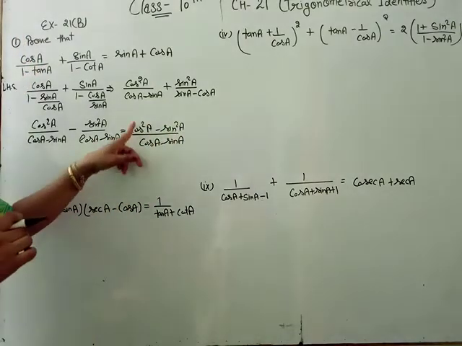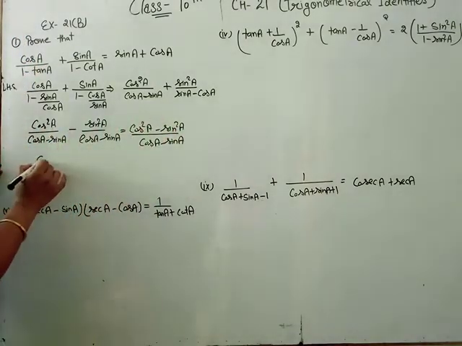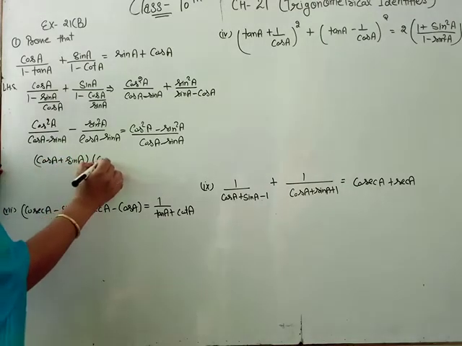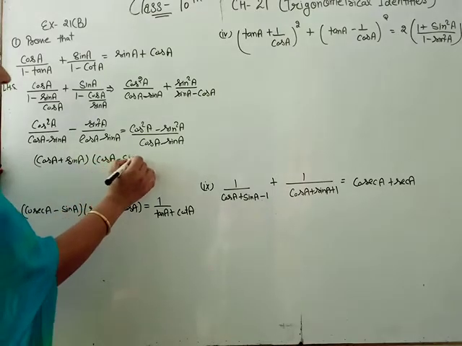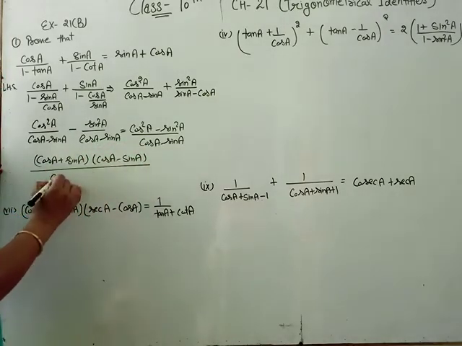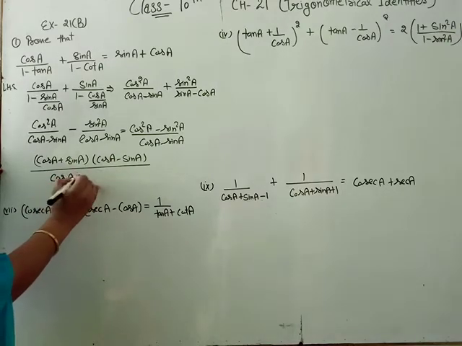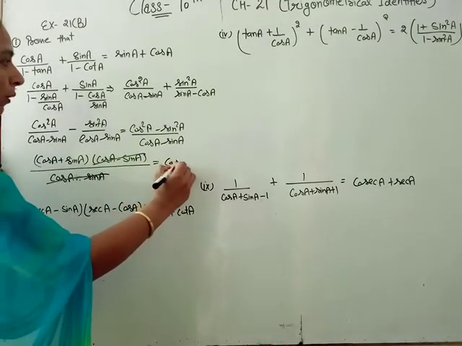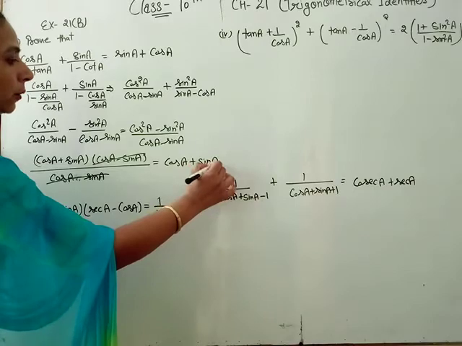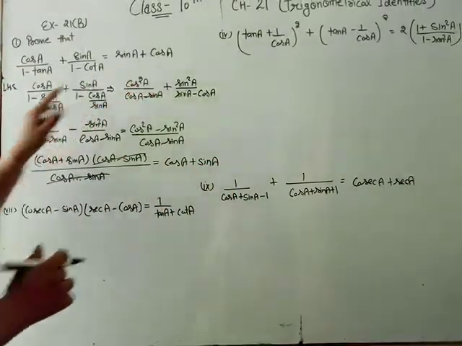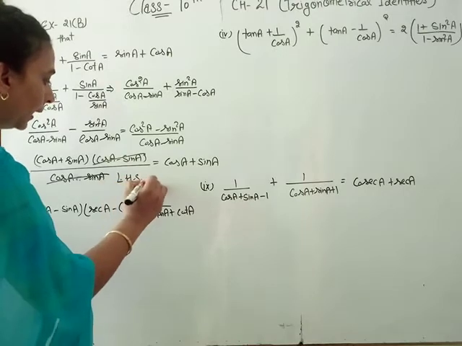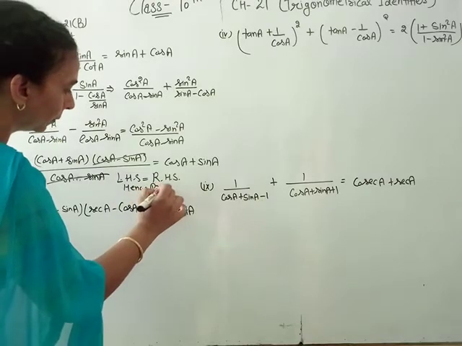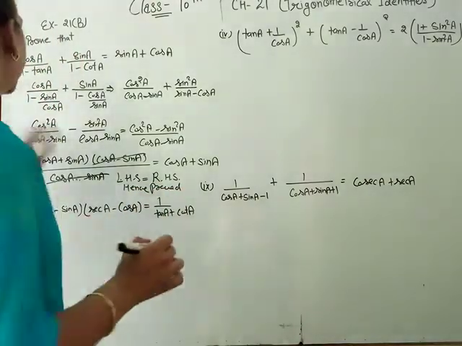This is a square minus b square, so we write (cos A plus sin A)(cos A minus sin A) divided by (cos A minus sin A). Cos A minus sin A cancels, so this equals cos A plus sin A. And this is the same as the right hand side. So left hand side equals right hand side, hence proved.